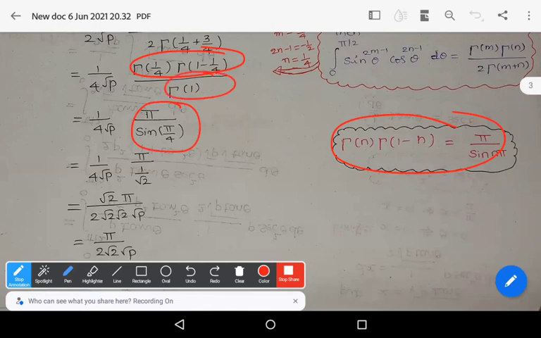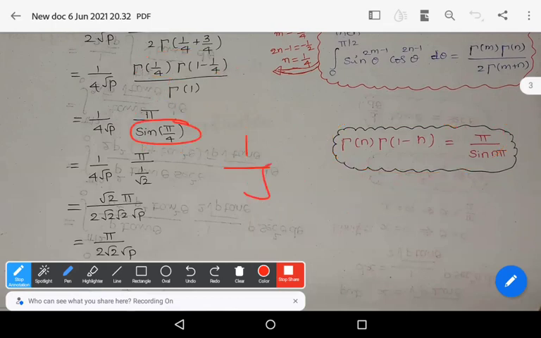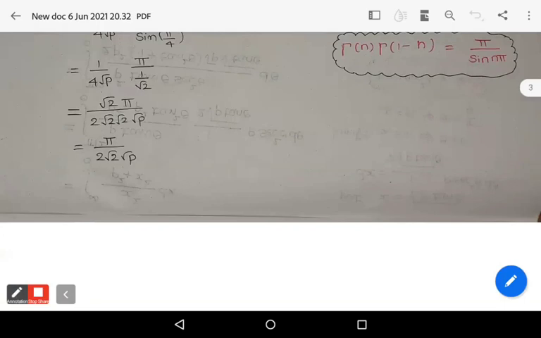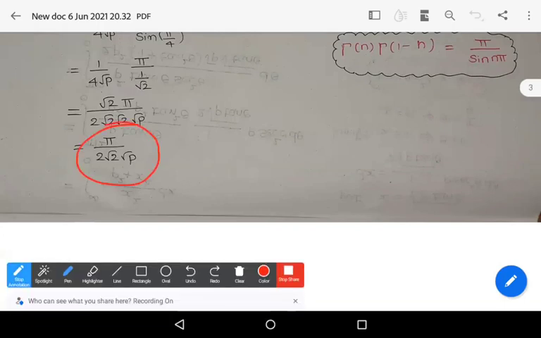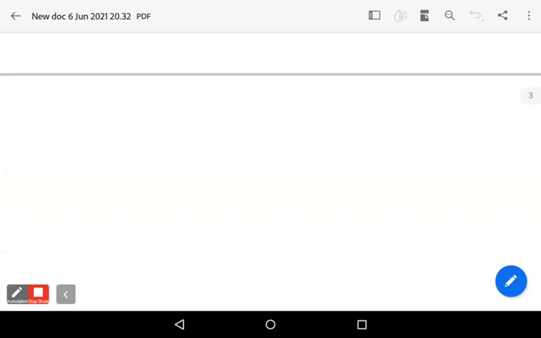What about gamma of 1? Gamma of 1 is always equal to 1. That's it. So what is sin pi by 4? It is 1 by root 2. By simplifying all the terms, we get root 2 pi divided by 2 root 2 root 2 root 2, and finally, after simplifying, we get pi by 2 root 2 into root p.